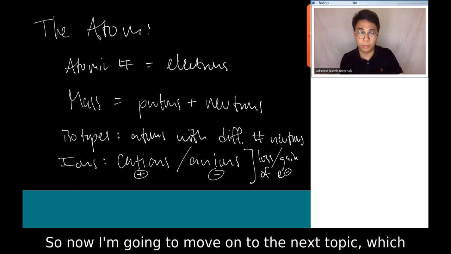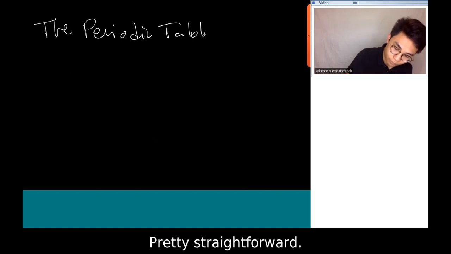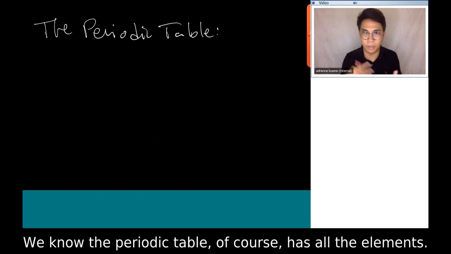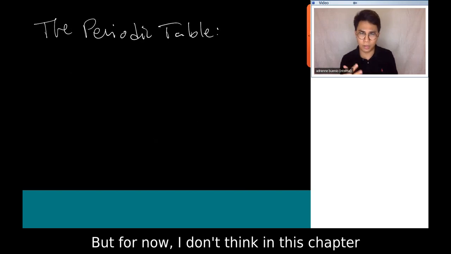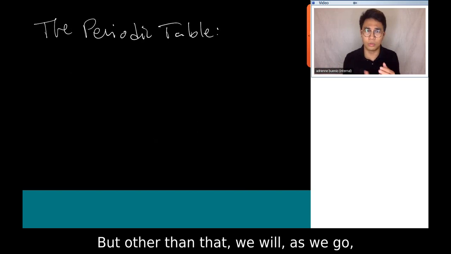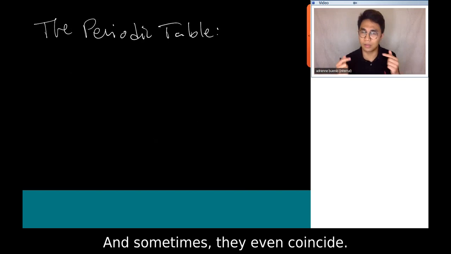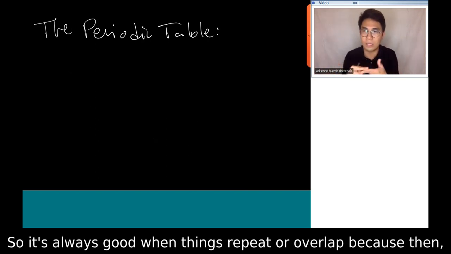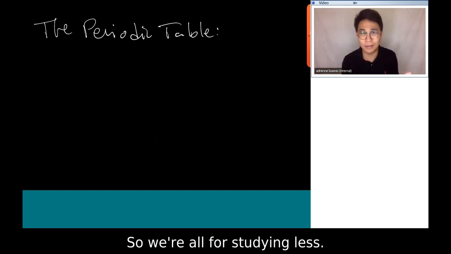Now I'm going to move on to the next topic, which is the periodic table. Another easy one, pretty straightforward. We know the periodic table has all the elements, and we can show the trends. As we go, we will keep adding trends. In this chapter we don't have too many, if anything, electronegativity, but as we go we'll keep adding more: acidity, nucleophilicity, things like that. Sometimes they even coincide, and it's always good when things repeat or overlap, because then there's less to study. We're all for studying less, right?